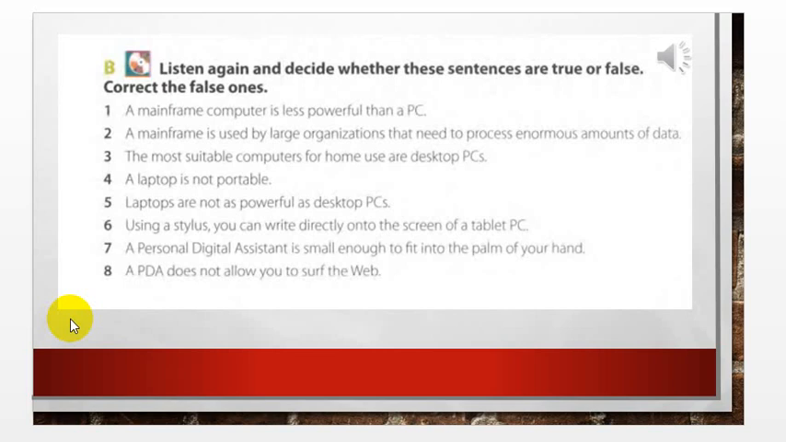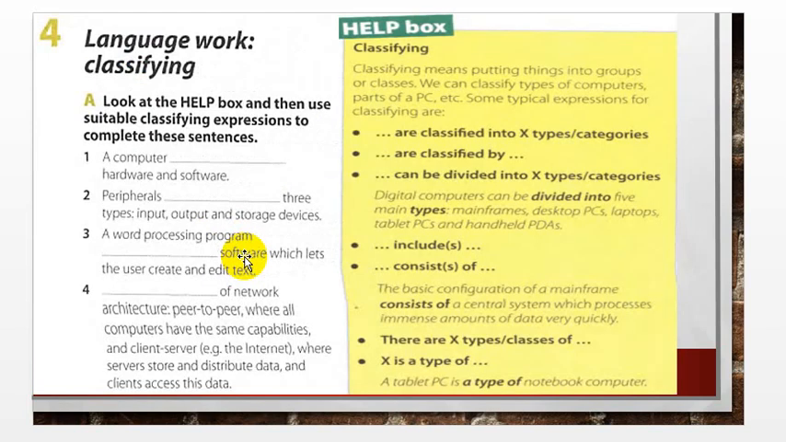Let's go to the next listening. Here we have again a listening, and you can click on this sign of loudspeaker, and you should listen to the audio script, and please write in front of each sentence whether it is false or true, and correct the false one. T for true and F for false. Okay, it is also your homework. Let's go for the next.